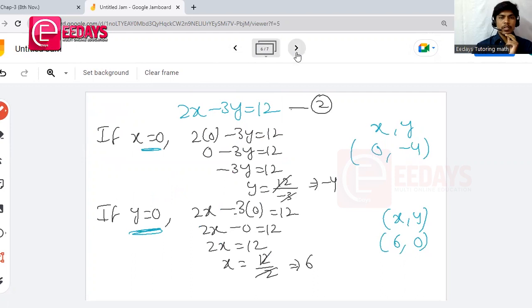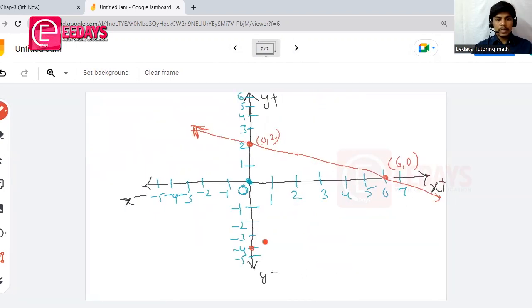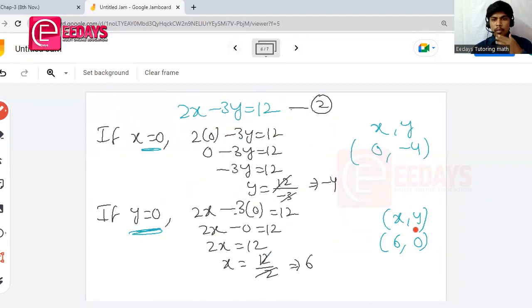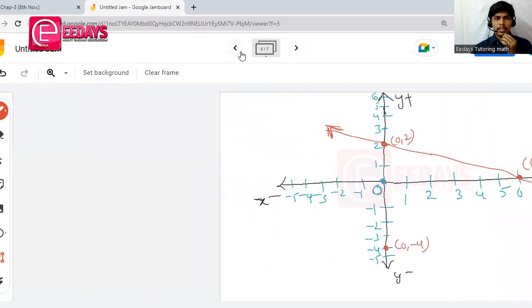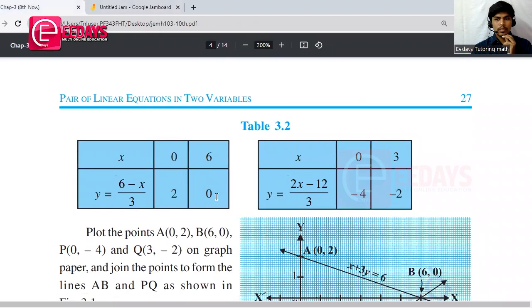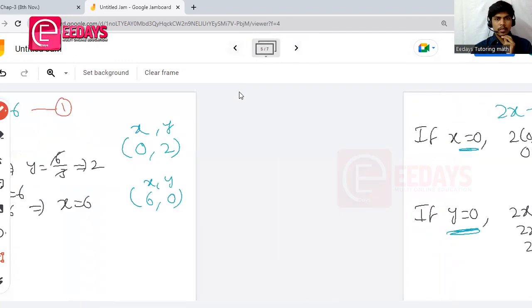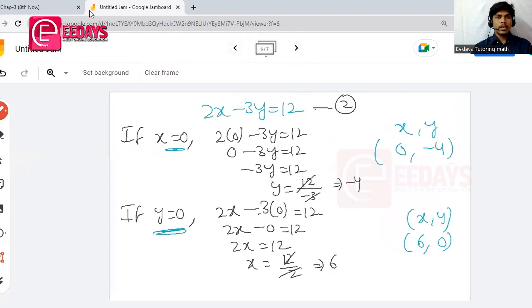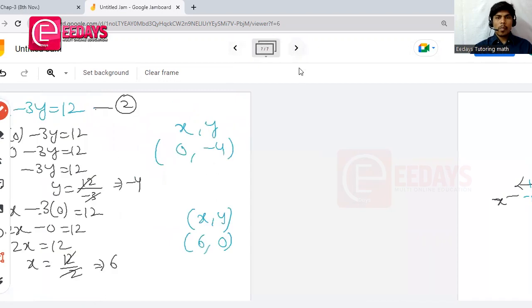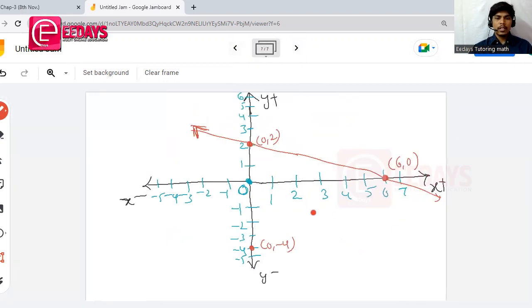For the second equation we got 0, comma minus 4, which is here. And another point, 6, comma 0. So we got 6, comma 0 again, which we have to look at here. Now join these two points. I'll change the color for your representation, so you can understand in a better way.